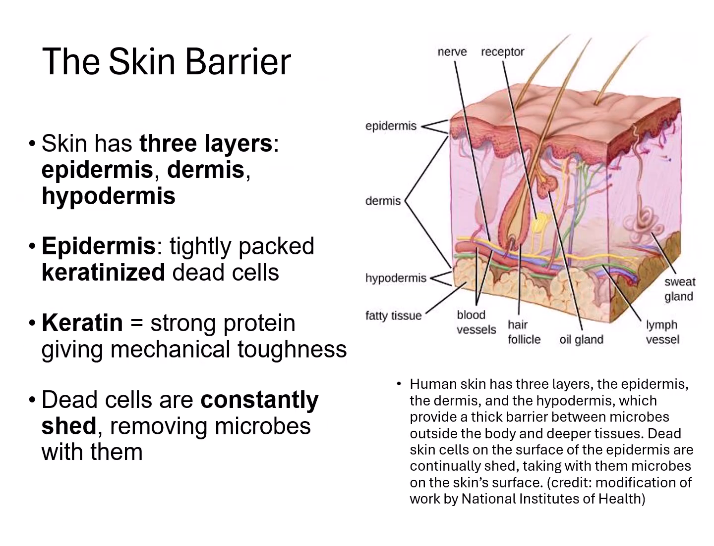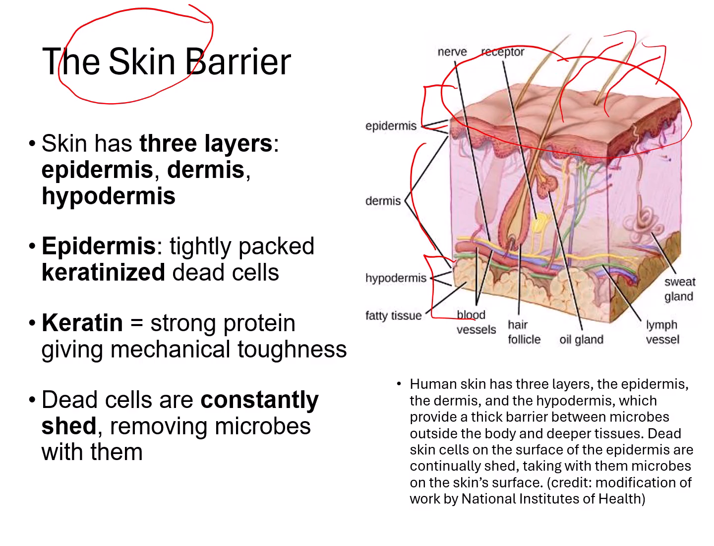The skin is one of the body's most effective physical defenses, and it has 3 layers. We have the epidermis, the dermis, and then the hypodermis. The epidermis contains keratinized dead cells that are tightly packed together, and these cells continually shed, and shed with them are the microbes that are attached to the surface, so those are constantly removed.